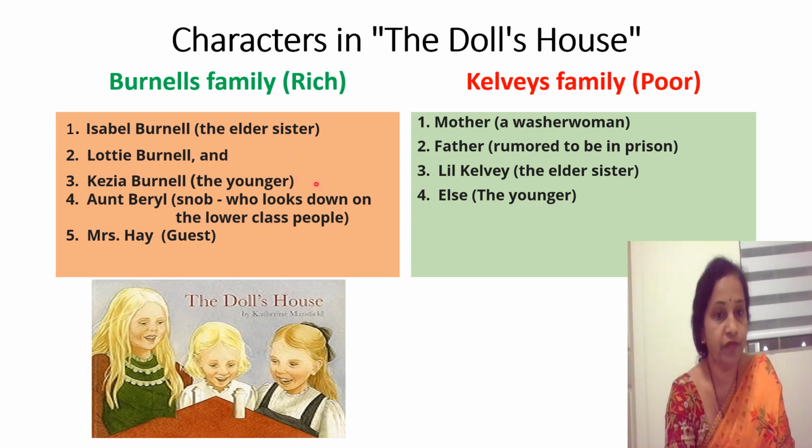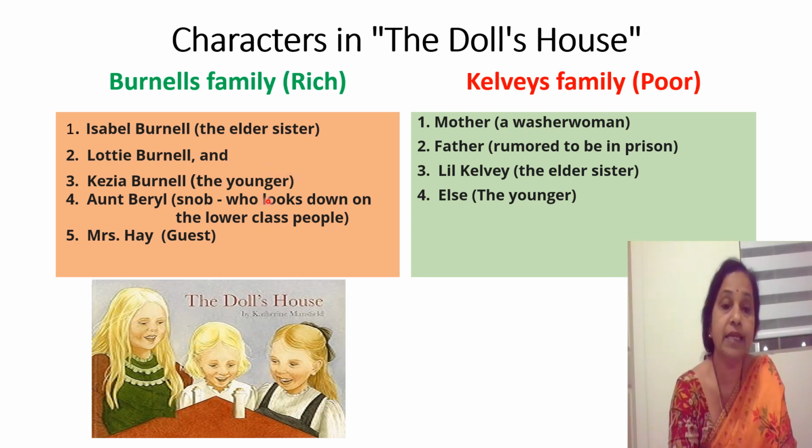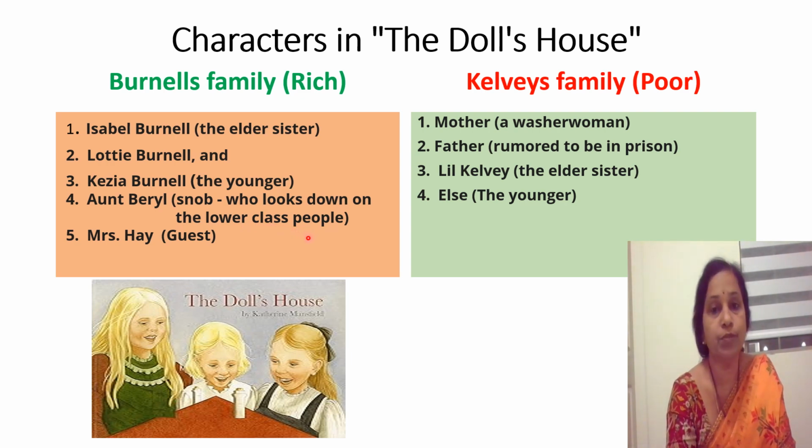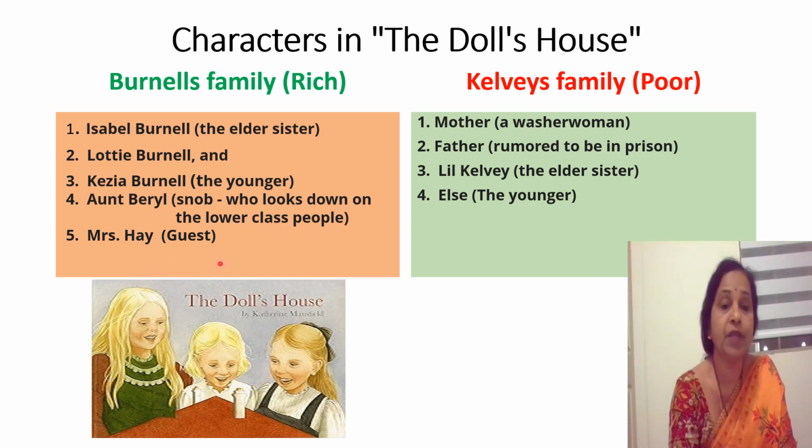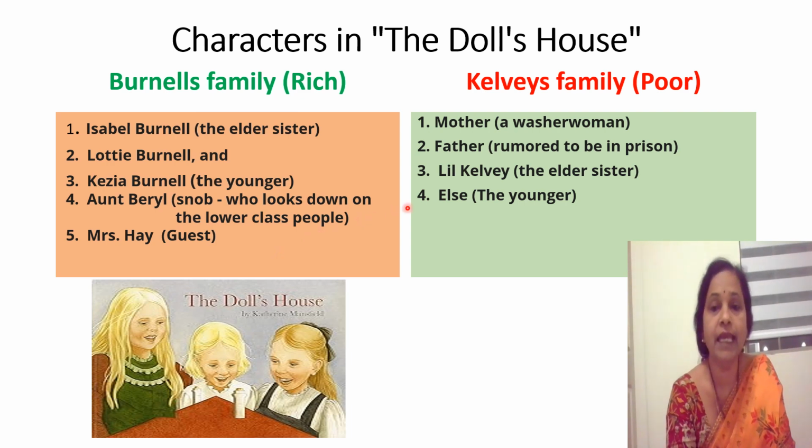There are three daughters in the family. The eldest one is Isabel, Lottie is the second one, and Kezia is the third one. Then comes Aunt Beryl. She's a snobbish lady, that means she looks down upon the poor people. Then comes Mrs. Hay, who is the guest of the family. Then coming to the Kelvy's family, we have the mother. She's a very poor woman, a washerwoman, and then the father. He's rumored to be in prison, some convict. And then comes Lil Kelvy. She's the eldest daughter, and Elsie is the youngest daughter. So these are the characters which we are going to discuss in this story. And then there are some school children also.